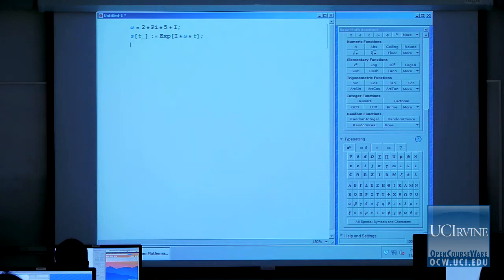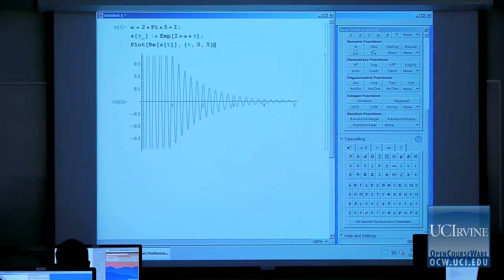Now, just for fun, let's have a look at what this thing looks like. The first thing I'll do is plot the real part, so this should be the cosine part. The way we get the real part of a complex object in Mathematica is we say capital R, little e, and then brackets. So what I want is the real part of S of t, and then I'll plot that from t goes from 0 to 5 seconds. We enter that. Oh, and let's put in PlotRange arrow All.